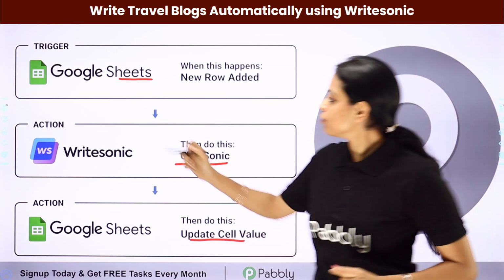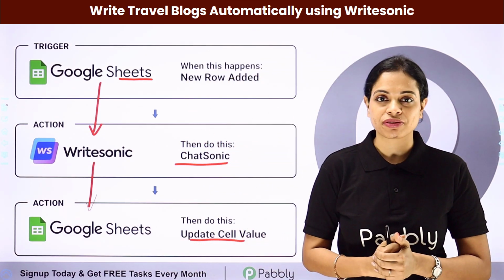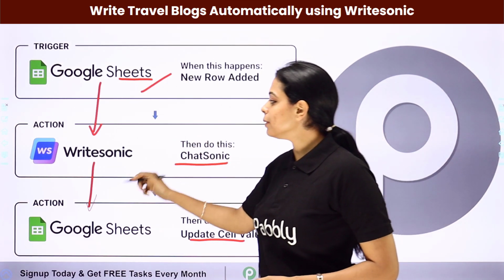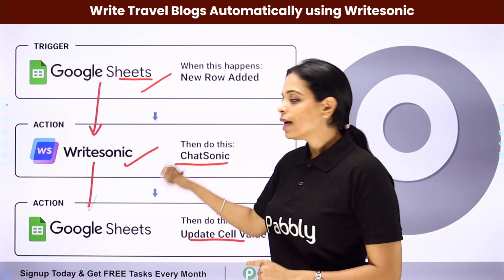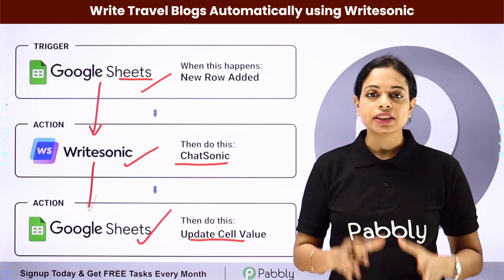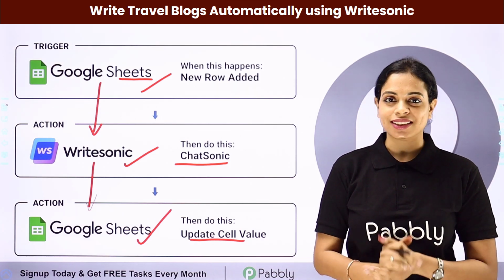Now, for this, you will have to integrate the two applications, and the same thing can be done using Pabbly Connect software. So here your trigger application will be Google Sheets and your action application initially will be Writesonic and then Google Sheets. So how can you integrate and automate this entire process yourself? To understand that, let me take you to my screen.